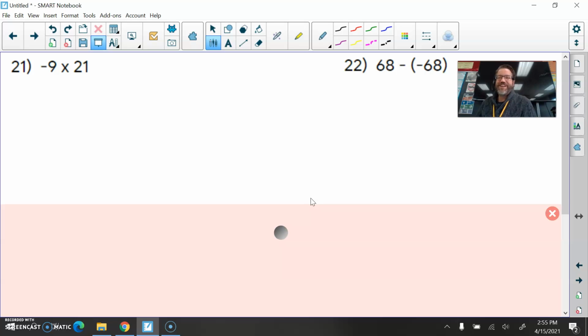All right, 21, negative 9 times 21. Again, when multiplying and dividing, if you only have one negative sign, you'll get a negative answer. If you had two negative signs, you get a positive answer. Okay, so our answer will be negative here. Now you just take 21 times 9, ignoring the negative signs as you multiply. 9 times 1 is 9. 9 times 2 is 18. So 189. And remember, it's negative.